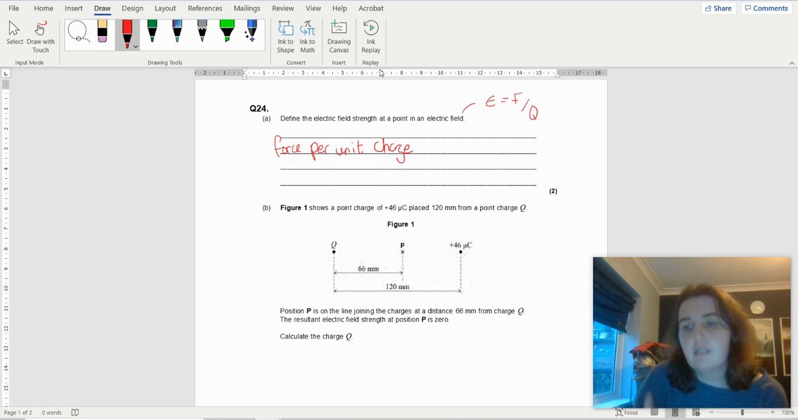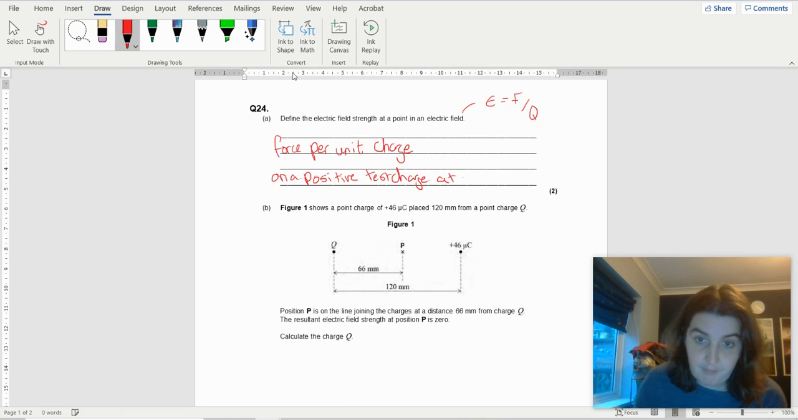Okay, now this second part is important. So there's 2 marks. Normally when you get a define question, there's 2 marks. There's normally a caveat. Like Hooke's law. Hooke's law is force is proportional to an extension up until the elastic limit. So for this one, it's force per unit charge. And it's important because, of course, field strength has a direction. Okay, so it's force per unit charge on a positive test charge at a point in the field, okay?